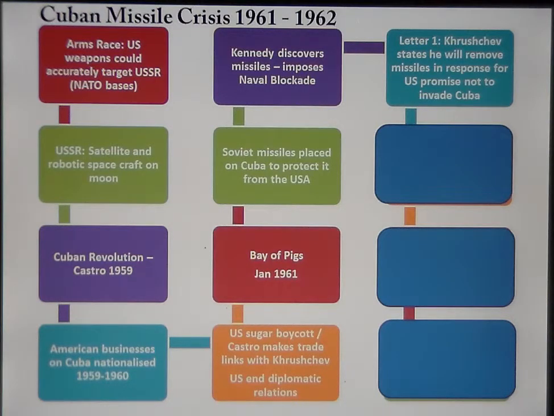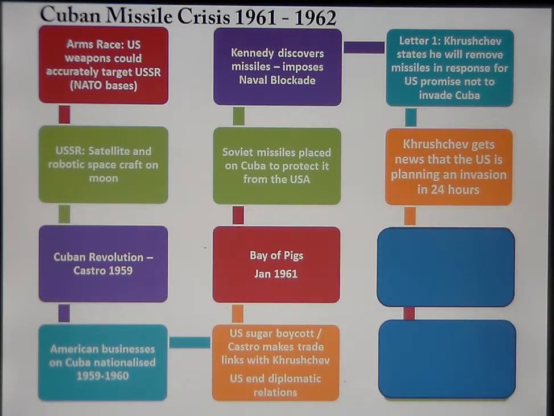Now, when the Soviet ships approach the blockade, which is about 500 miles from Cuba, the ships do stop. They don't try and go through the blockade. But all communication at this point is via letter. There's no face-to-face communication, no telephone communication. And a letter, which I'll call letter 1, was sent from Khrushchev's office to Kennedy's office. And Khrushchev states he will remove missiles in response to the US promise not to invade Cuba. So that seems pretty clear what's going on.